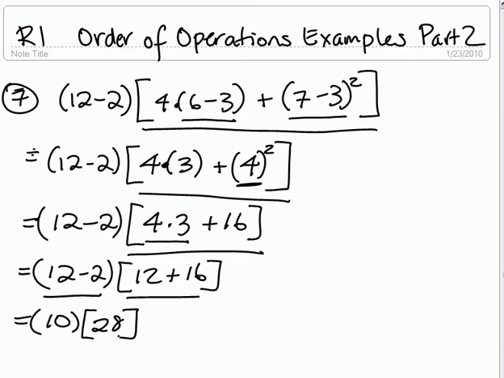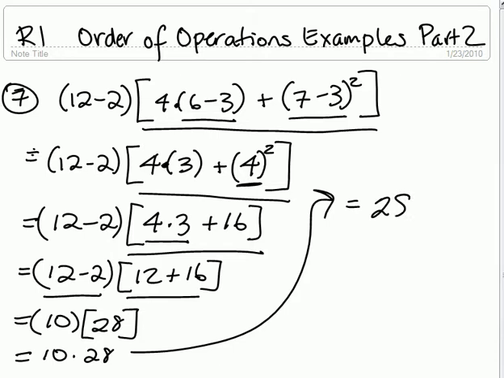So now what's going on with all those parentheses? Well, you know what? All those parentheses just indicate multiplication, so I'm just going to rewrite it. And I'm going to squeeze up here. 10 times 28 is 280. Woo-hoo-hoo, there's our answer.